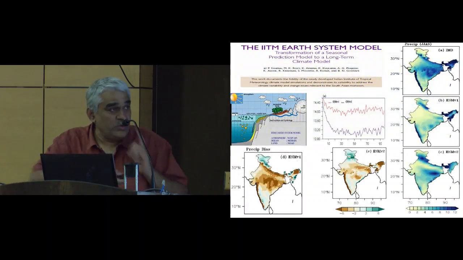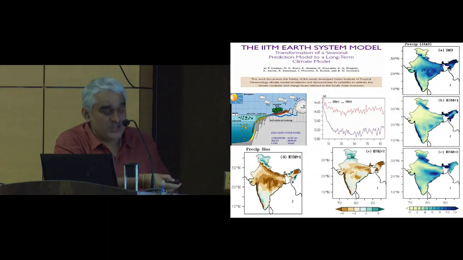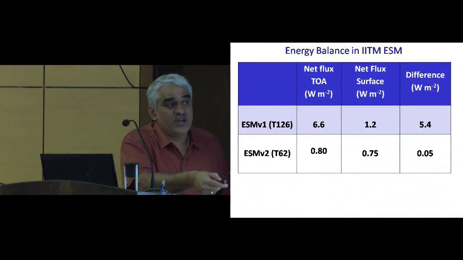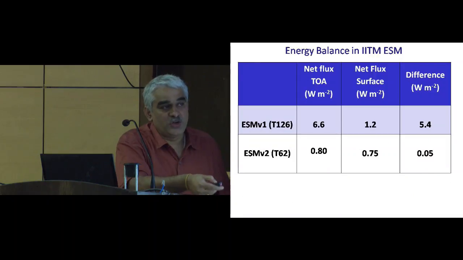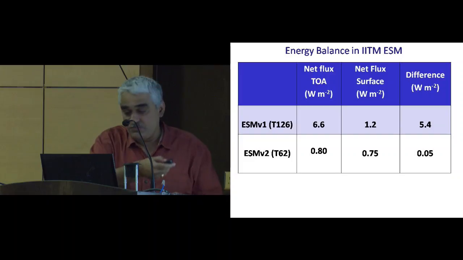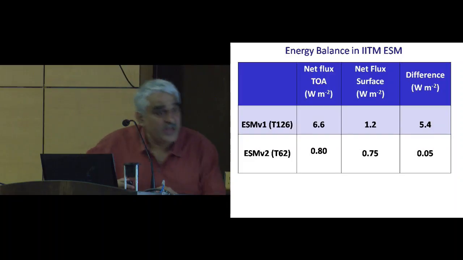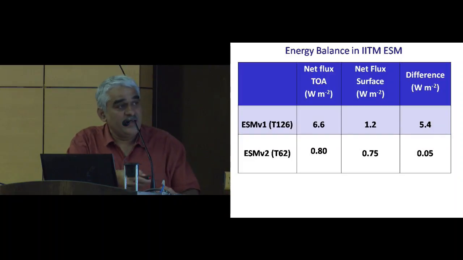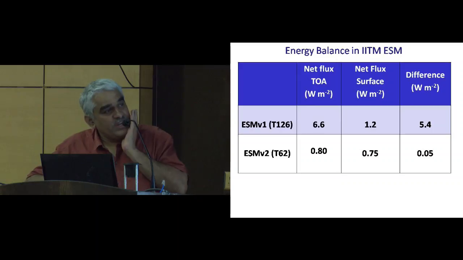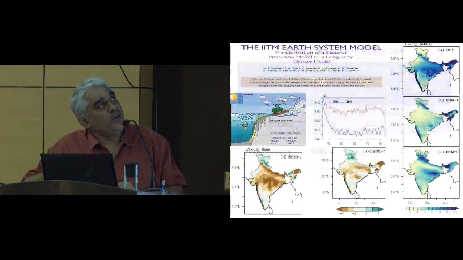One more thing I want to remind you of: ESM version 2, which we have developed more recently, is at a lower resolution, T62, because testing and validation at high resolution was taking much more time, and so it was not practically possible. So we adopted a T62 resolution, much coarser, about a 180-190 kilometer grid.